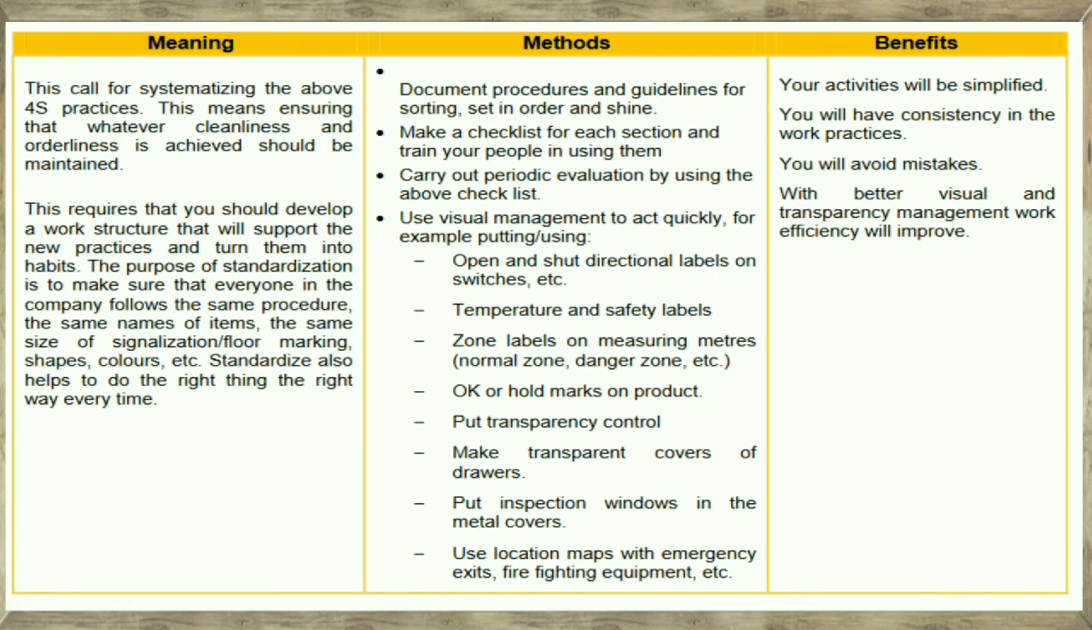OK or hold marks on product, put transparency control, make transparent covers of drawers, put inspection windows in the metal covers, and use location maps with emergency exits, firefighting equipment, and etc. The benefits of following those methods are your activities will be simplified, you will have consistency in the work practices, you will avoid mistakes. With better visual and transparency management, work efficiency will improve.